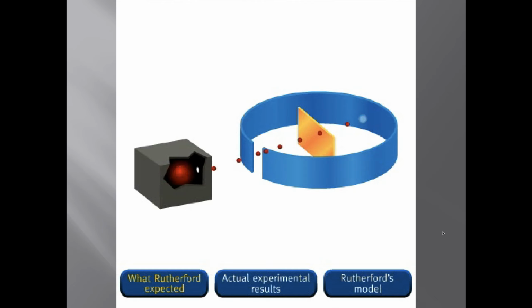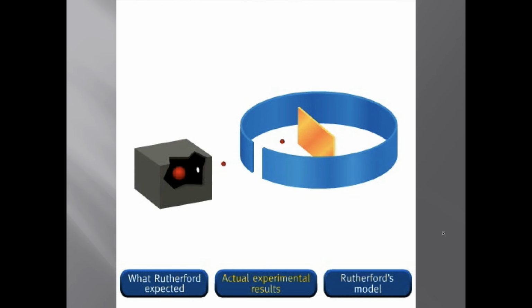Or any deflections would be very, very minor. So you can see here the alpha particles in his prediction would go right through the gold foil without any bouncing off. That's what he expected to happen if the atom actually was diffuse. But this is what actually happened. Most went right through, but a few deflected.